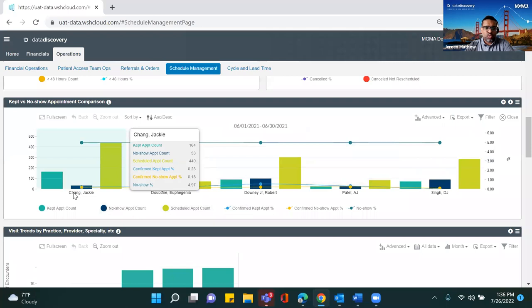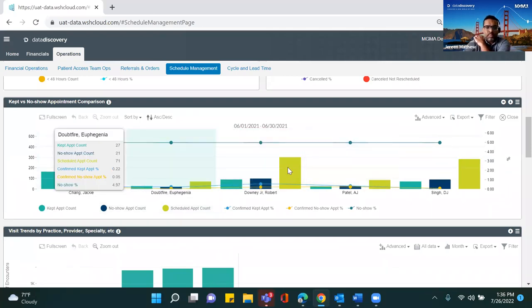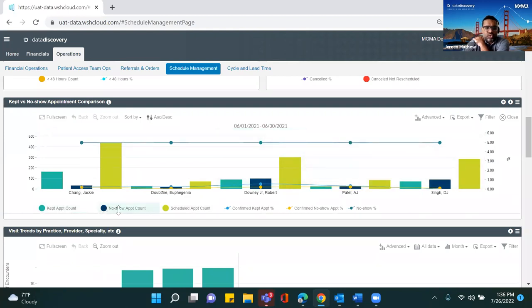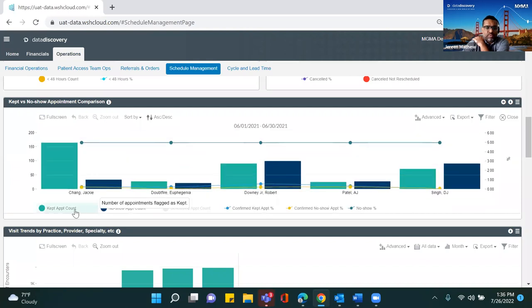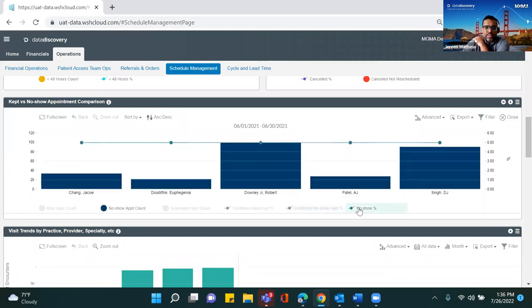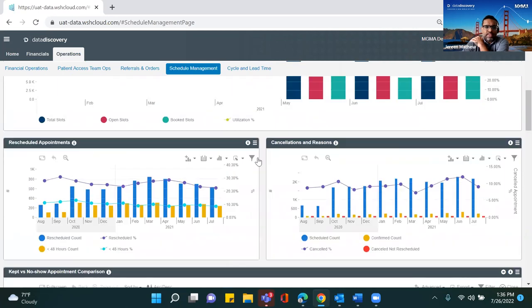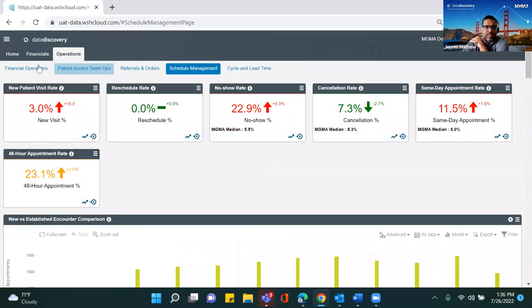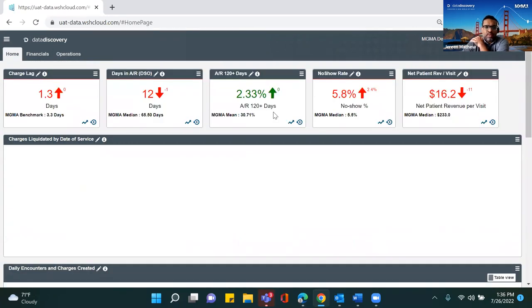And then who are the providers in that specialty? So Dr. Chang, Dr. Doubtfire, other ones. So you can see the various metrics, like what are the kept appointments, the no-shows, and scheduled appointments. If you just focus on no-shows, slice that there, and you can see Dr. Downey has the maximum no-show rate of 4.97%, and 99 patients did not show up for that period. So within a few seconds itself, you get that information without having to spend a lot of time running the data again.